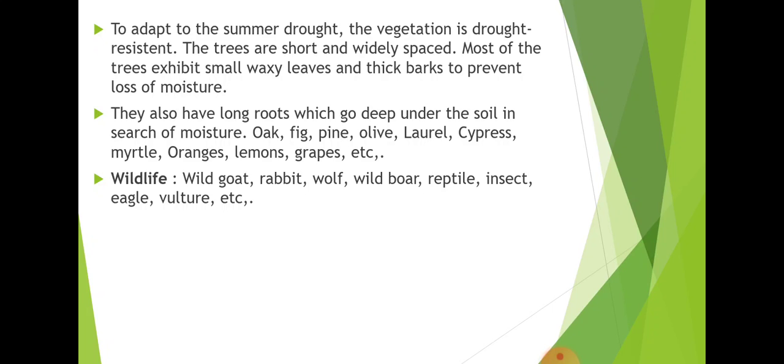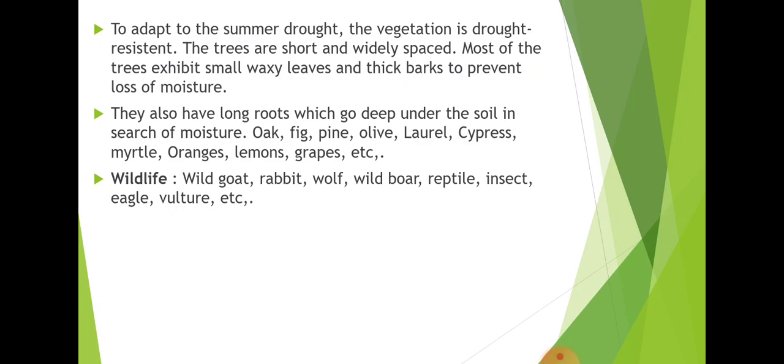The trees are very short and widely spaced, so they are not dense, they are wide, and they are short as well. Most of the trees exhibit small waxy leaves and thick bark to prevent the loss of moisture. Because of the waxy leaves and the thick bark, the bark is so thick that it helps them to prevent the loss of moisture.